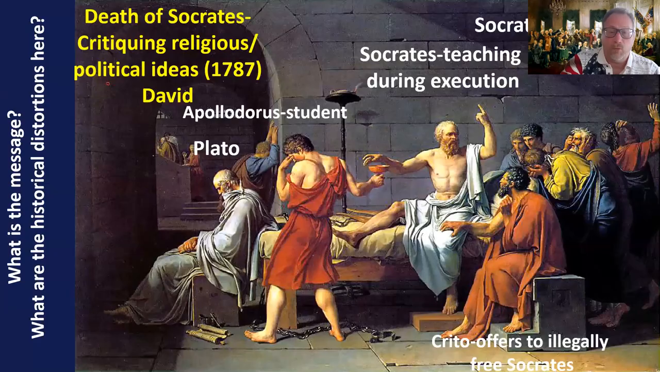His images then largely deal either in Greek and Roman classical antiquity, or they specifically deal with setting up new national standards. So here's the death of Socrates, really critiquing religious and political ideas from 1787.